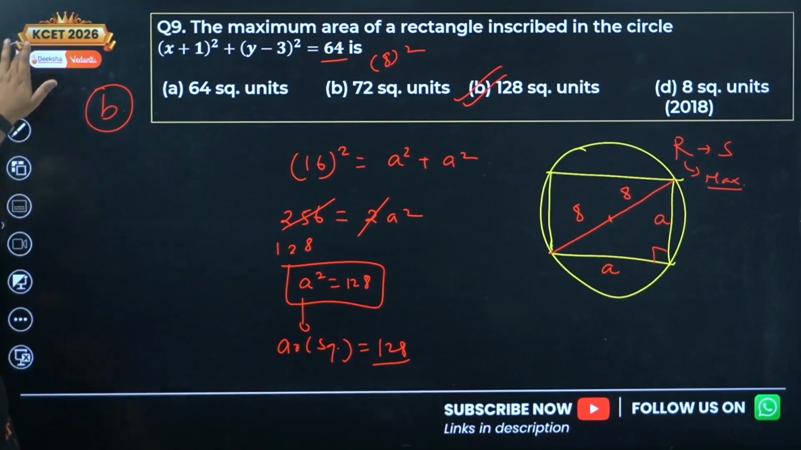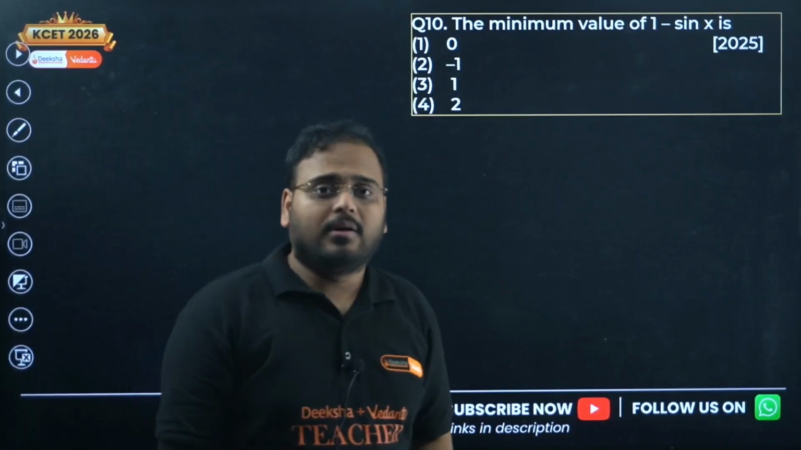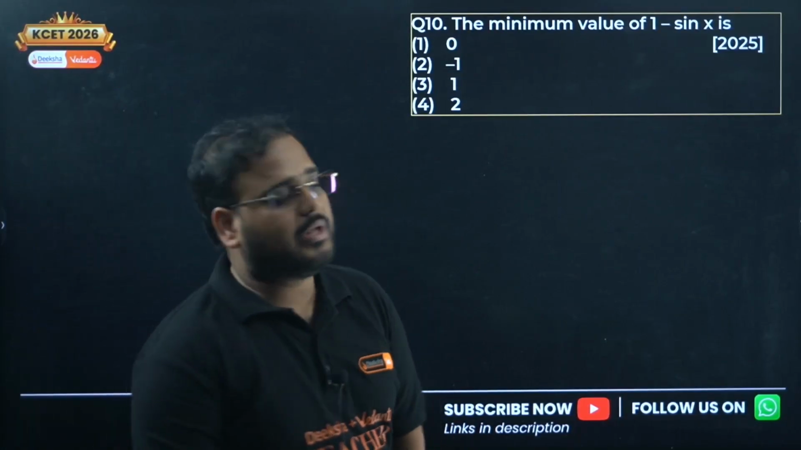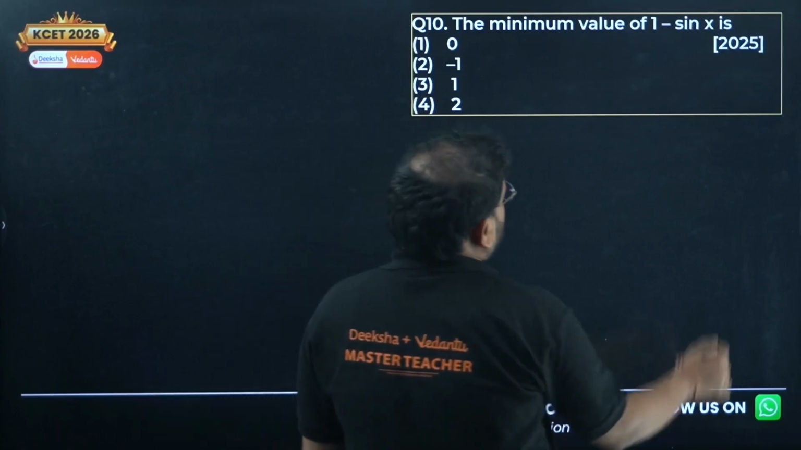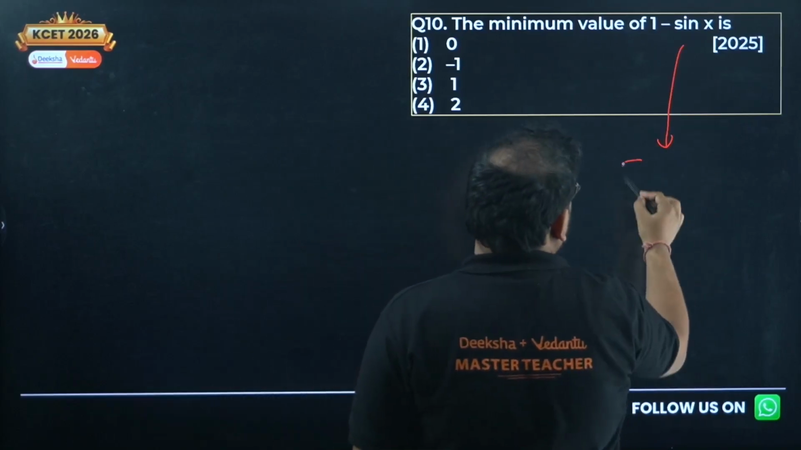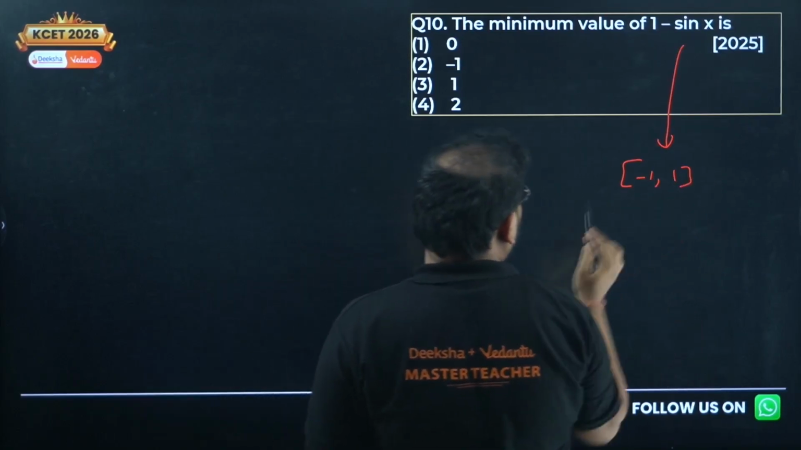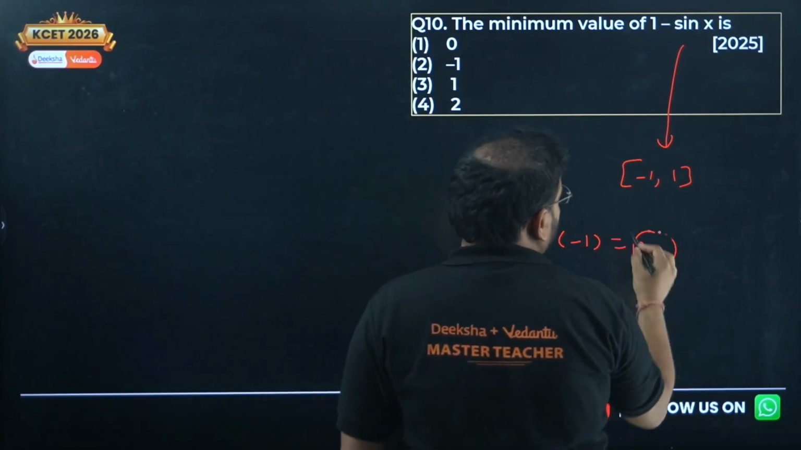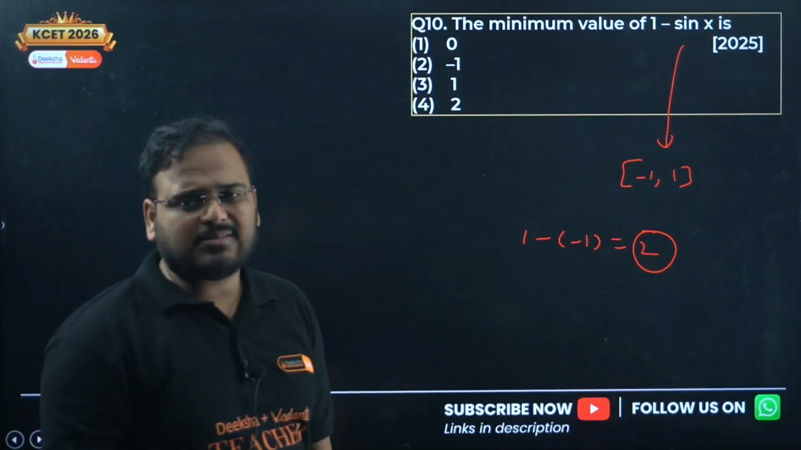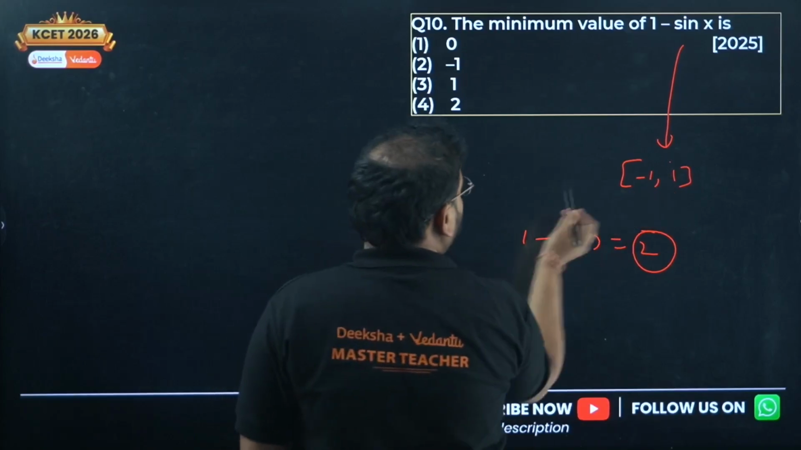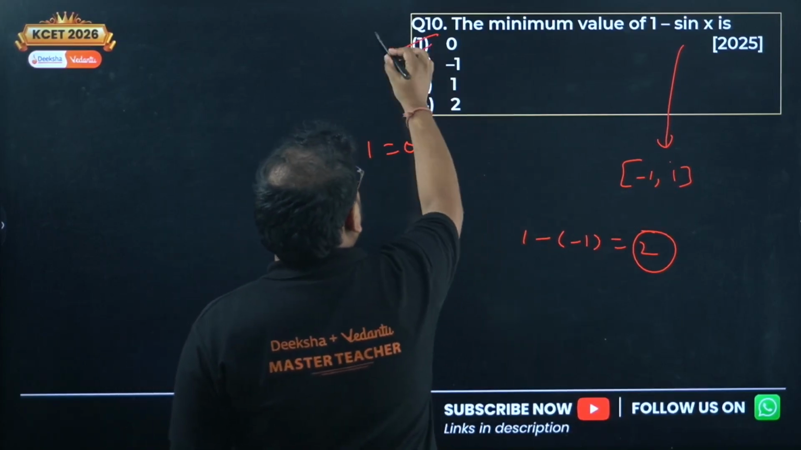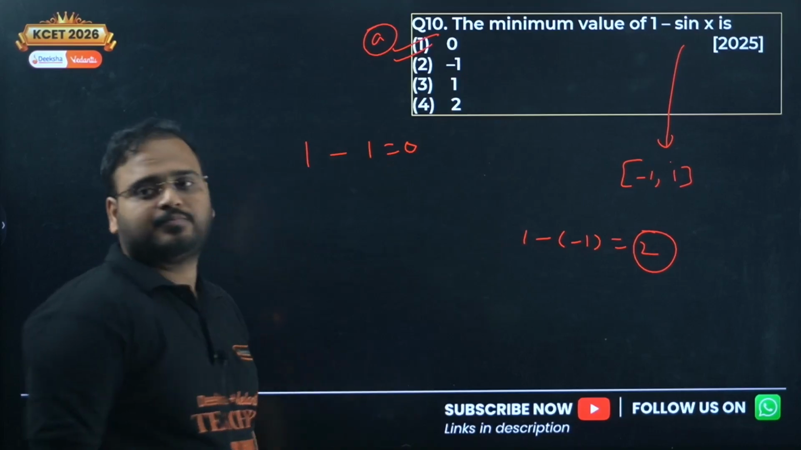Question number 10 now. The last of your simple questions, this is the last year question from your AOD. Minimum value of this. Sin x can go from -1 to 1. If you apply -1 for sin x, you'll get 1 minus of -1. Answer is 2. That's the maximum value, right? What about the minimum? When you put 1, 1 minus 1 will be 0. So the minimum value is option A, 0.